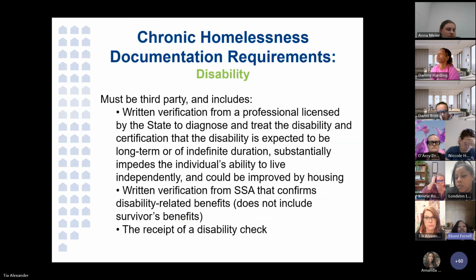As I mentioned before, the documentation for a qualifying disability for the purpose of establishing chronic homelessness status is the same as required for permanent supportive housing eligibility. Acceptable documentation includes a written verification from a professional licensed by the state to diagnose and treat the disability that certifies that the disability is expected to be long-term or of indefinite duration. It substantially impedes their ability to live independently, and it could be improved by housing.